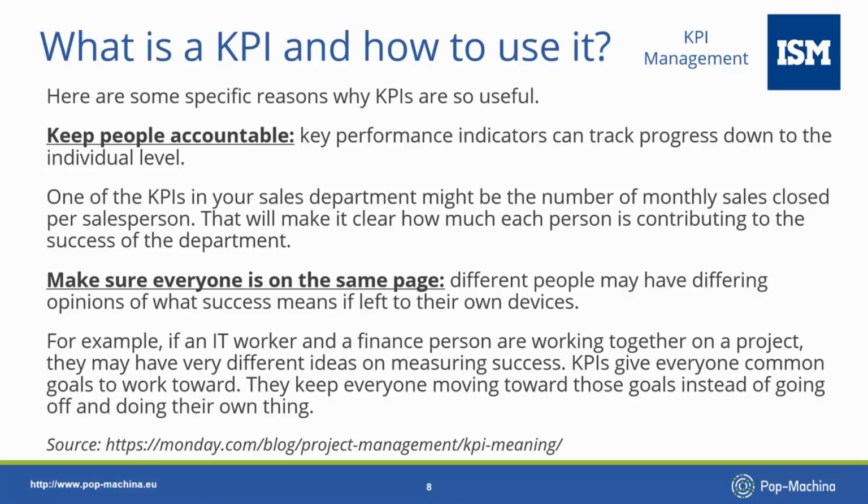Make sure everyone is on the same page. I think this topic is also very important because different people may have different opinions of what success means if left to their own devices. For example, if an IT worker and a finance person are working together on a project, they might have very different ideas on measuring success. KPIs give everyone common goals to work toward. They keep everyone moving toward those goals instead of going off and doing their own thing.